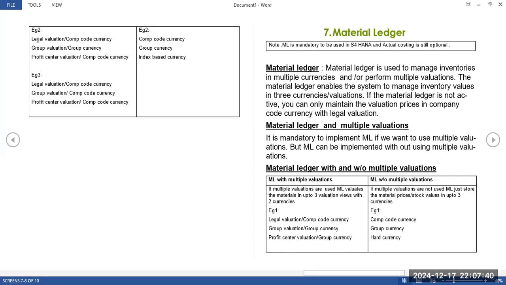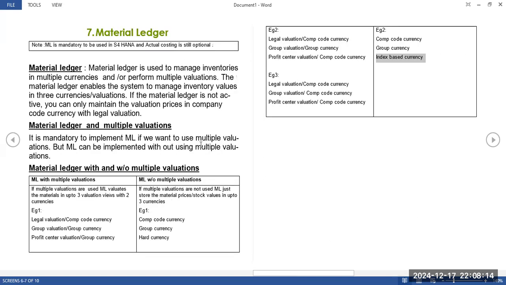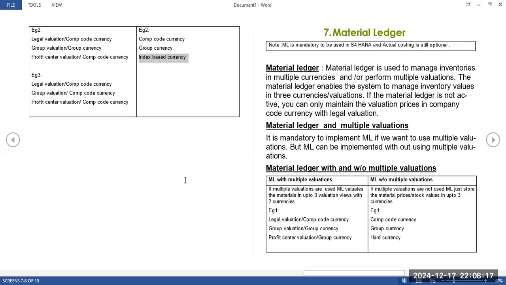Example 2: if material ledger is active with valuations, then we have legal valuation, company code currency, group valuation, group currency, profit center valuation, company code currency. So we can interchange it, but only 2 currencies. Legal valuation, company code currency, group valuation, company code currency, profit center valuation, company code currency. So we can have 1, but maximum 2 currencies. And we have group currency, company code currency, group currency, and index-based currency for material ledger without multiple valuations.